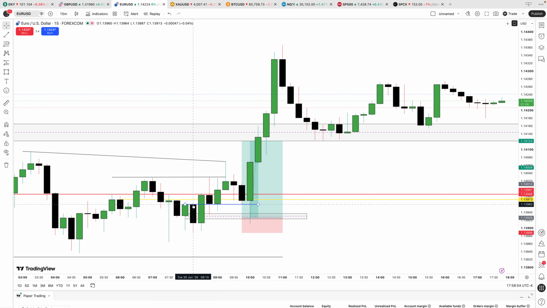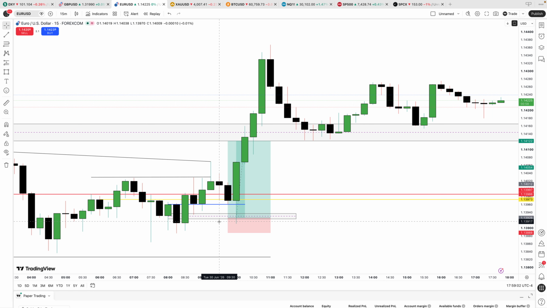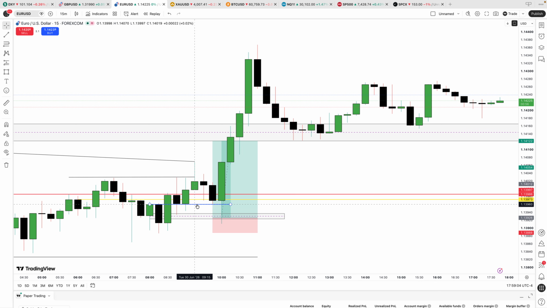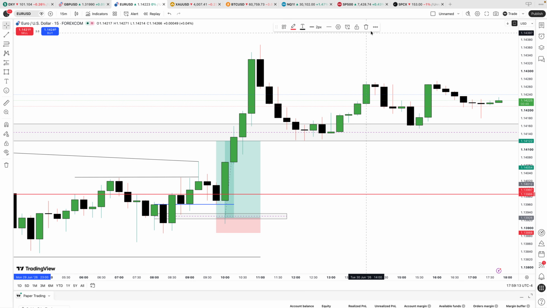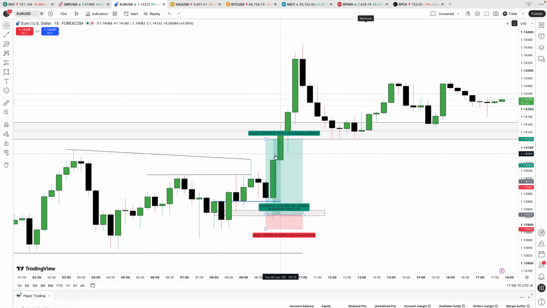Price took this, an order block. I don't want to see price close below this. So what did I do? I watched price. I don't want to see price close below this. I highlighted it, so I just want to take this out. It's giving me a headache. Sorry, take it out.